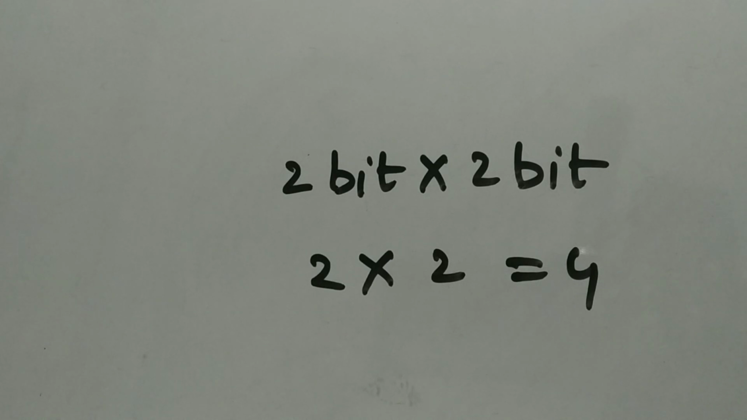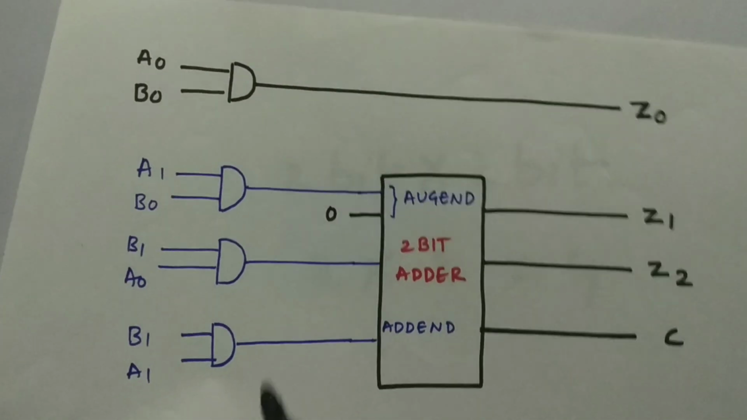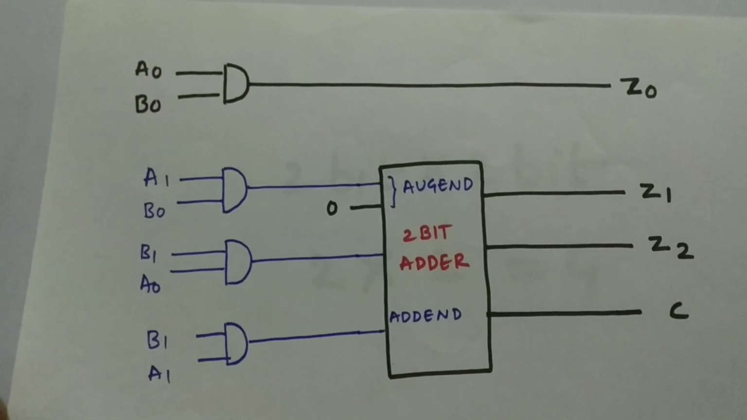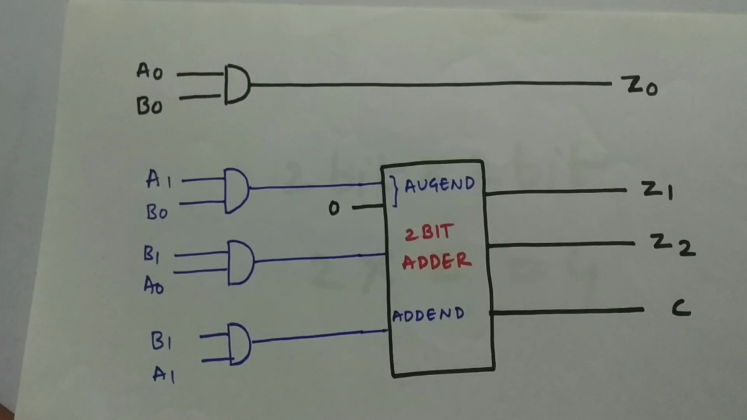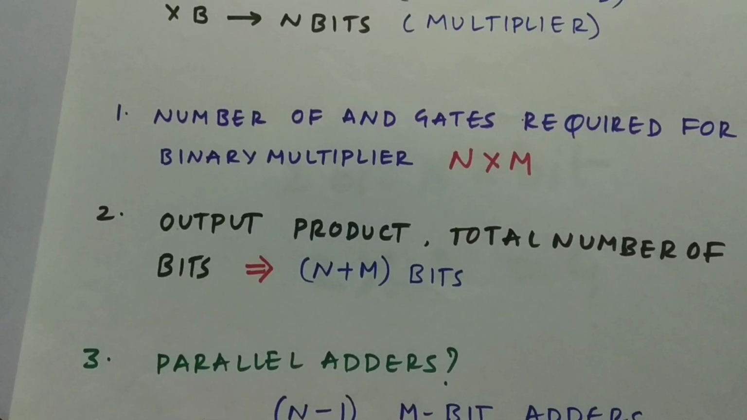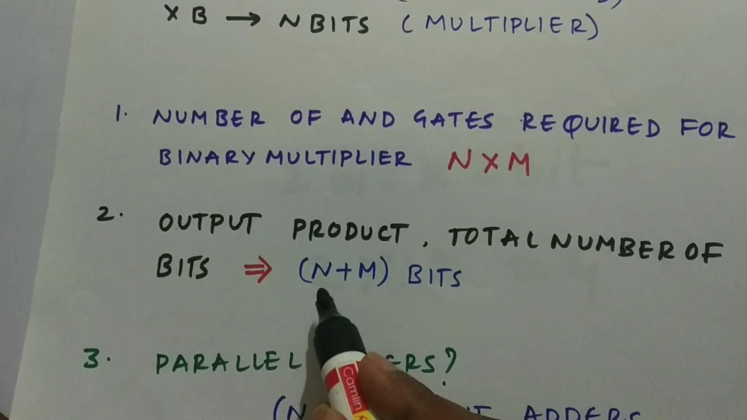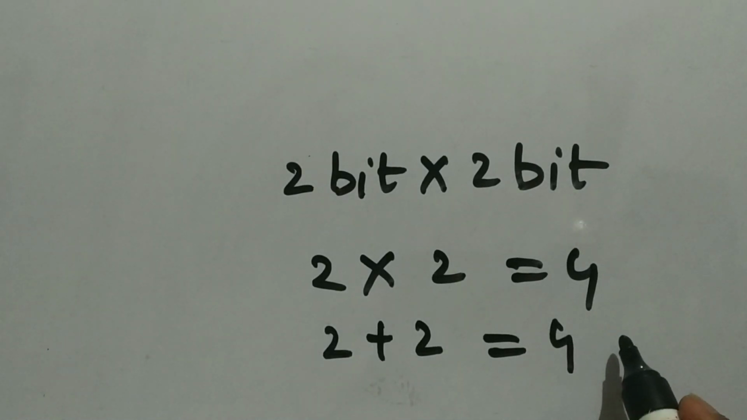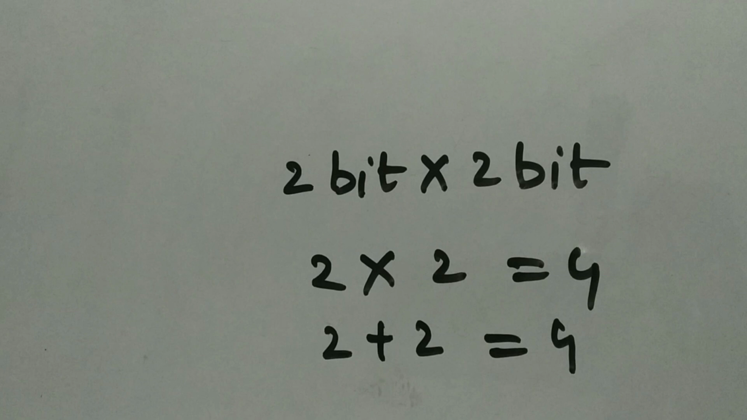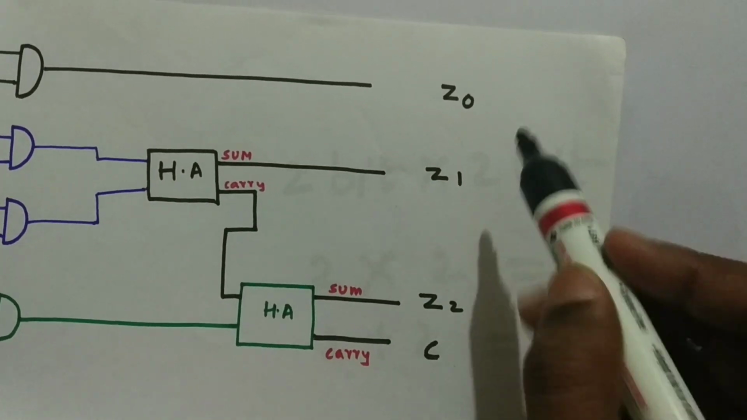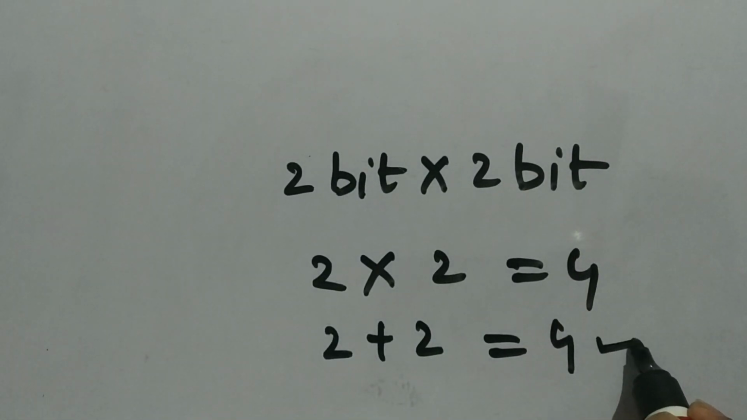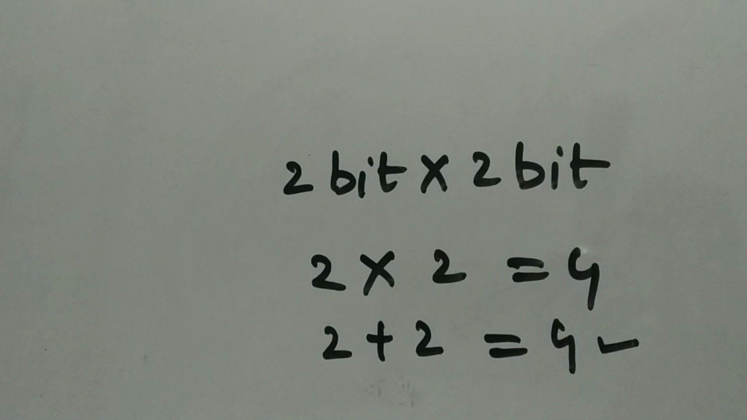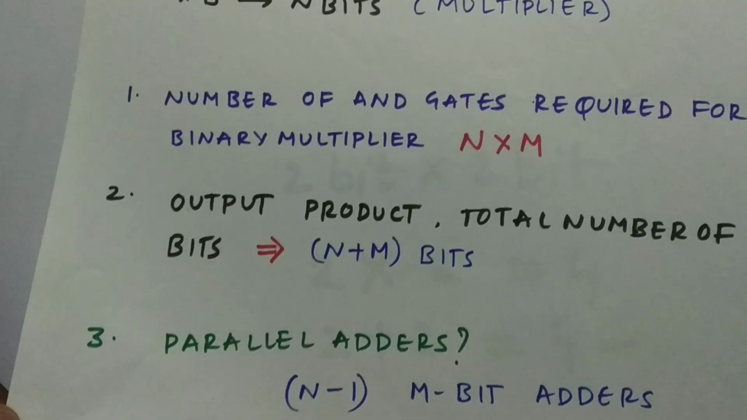I haven't looked at the circuit, but we can say it just by looking at the number of bits. Now what will be the total number of bits in the output product? It is n plus m. That is 2 plus 2, so we will have 4 bits as output for 2-bit cross 2-bit. The outputs we got are Z0, Z1, Z2 and C, that's 4 bits. That's also correct.